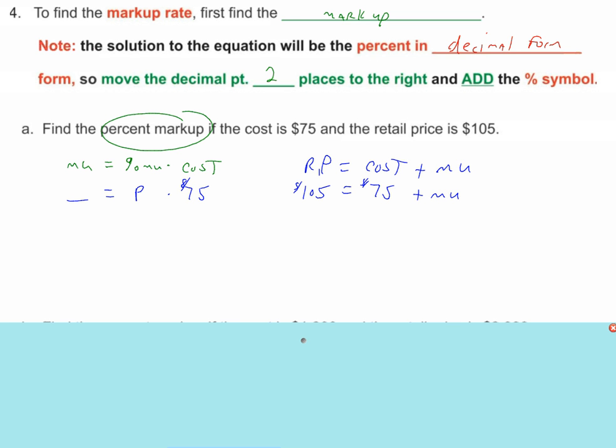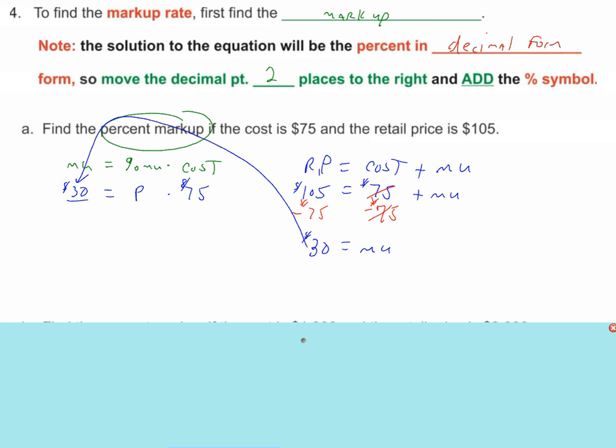Just like any equation, we'll move the $75 by adding its opposite to both sides. And you're simply going to do $105 minus 75. Now, by the way, when you're nice and organized like this, it'll help you down the road. So now we know the markup is $30. We did all of this, so we can now put that $30 in here, right? Let me slow down, let you take a look at that and absorb that, right?